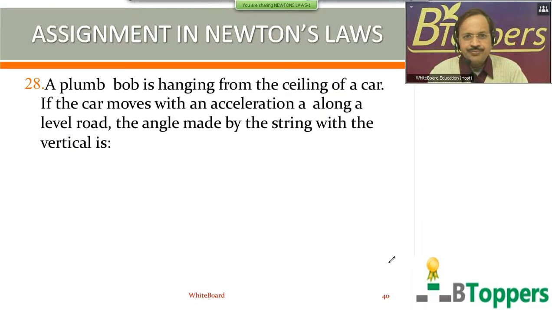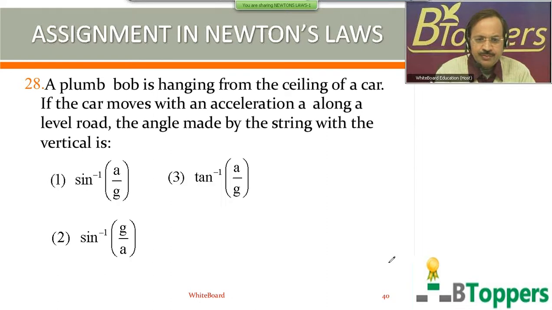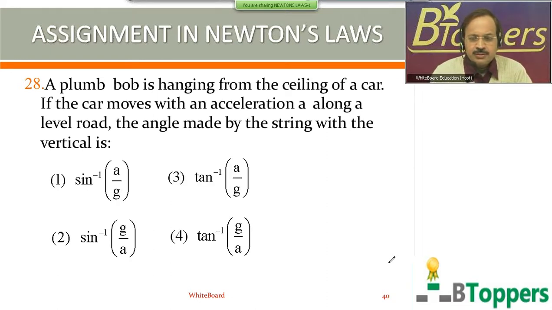See the question number 28. A plumb bob is hanging from the ceiling of a car. The car moves with an acceleration A along a level road. The angle made by the string with the vertical is. Already I have shown you this question. You have to find the angle theta in terms of the ratio of A and G.